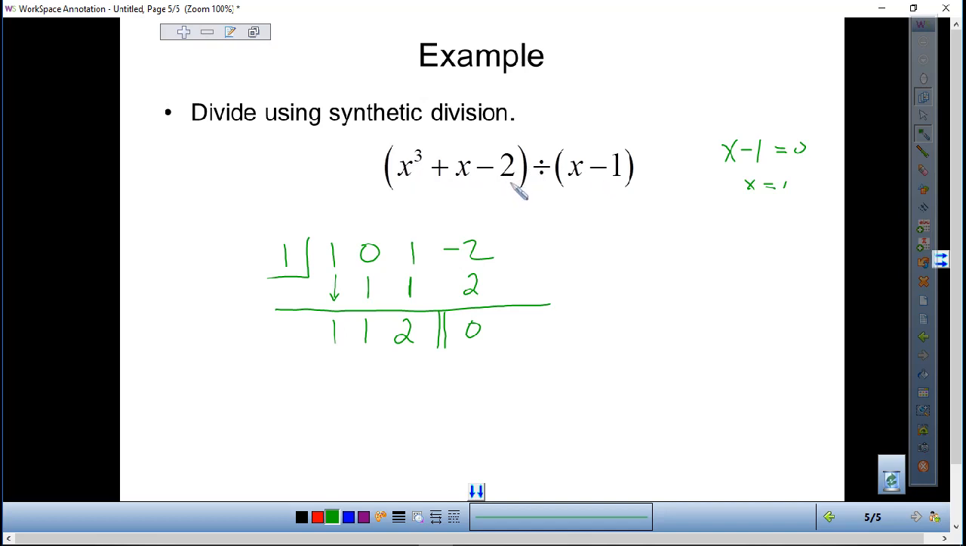Now, what's my answer? Well, here's the neat part. From here over, you're just going to build that answer. This is your constant. It's a positive. This is the coefficient for your x. This is the coefficient for your x squared. So this comes from that one, that comes from this one, and that comes from this one. I always build it from the remainder over.